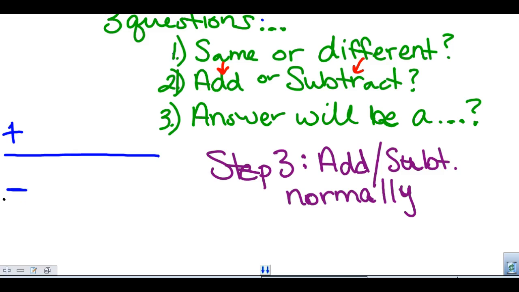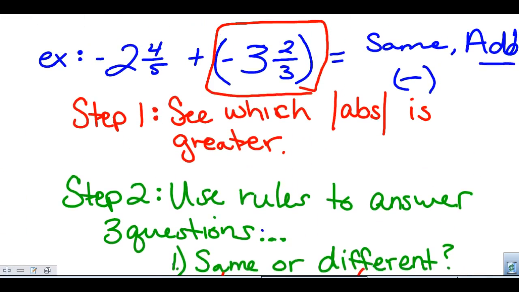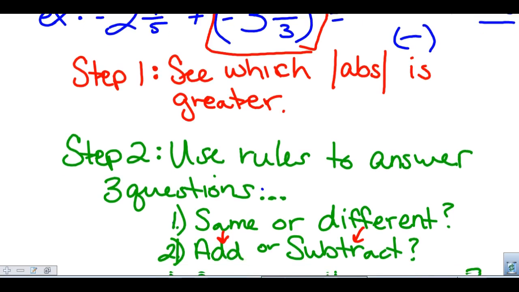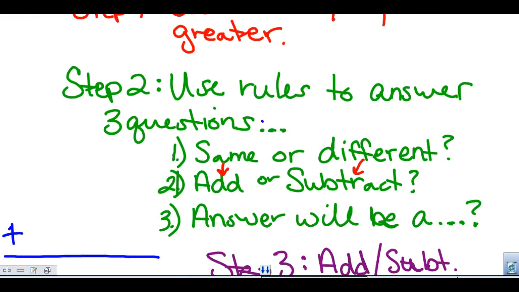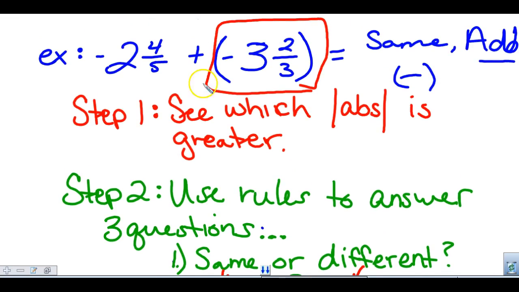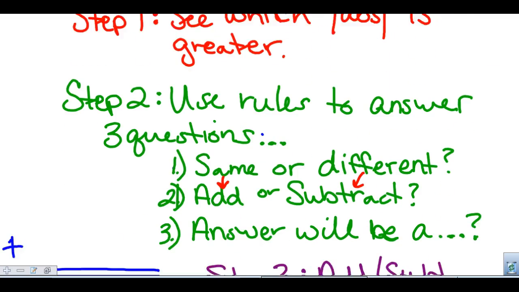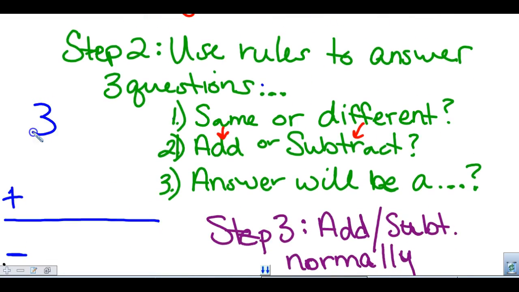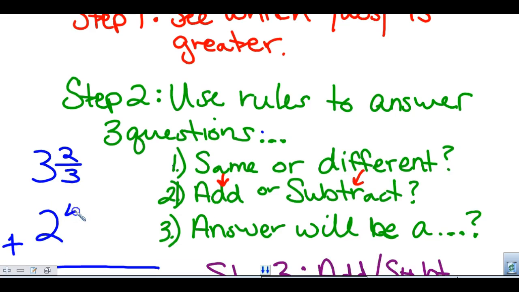Step 3 is simply to add or subtract these mixed numbers like normal. So 2 and 4/5 and 3 and 2/3. Notice I ignored the negative signs. I know which one's greater. I told you that'd come in handy. I'm going to put that one at the top. So I'm going to say 3 and 2/3 plus 2 and 4/5. Yep, 2 and 4/5.